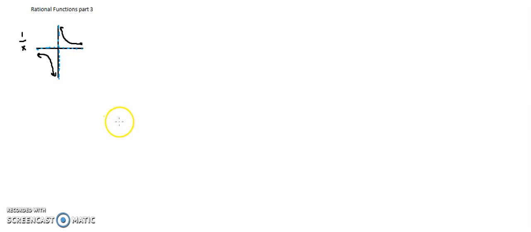Alright, welcome to Rational Functions Part 3. So far we've talked about 1 over x and 1 over x squared. We've talked about the vertical asymptotes, which for 1 over x is where the denominator is equal to 0. The domain is x is everything but 0, and we get a vertical asymptote.